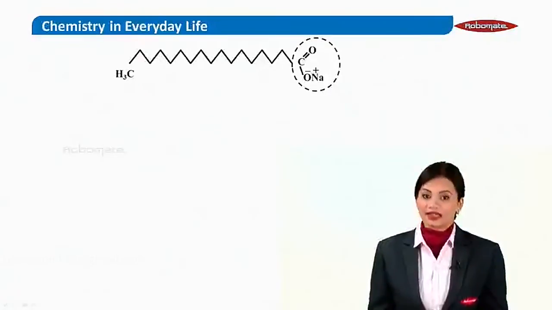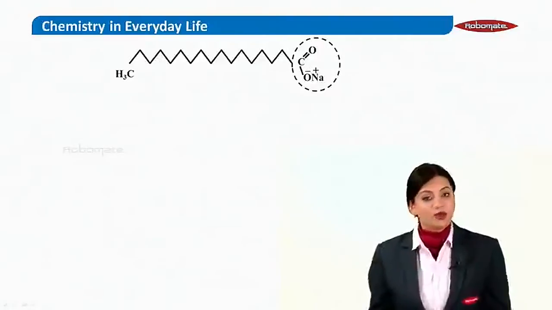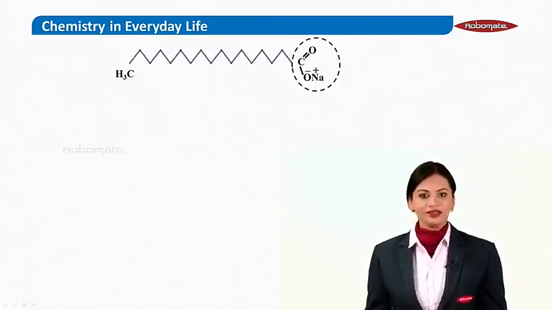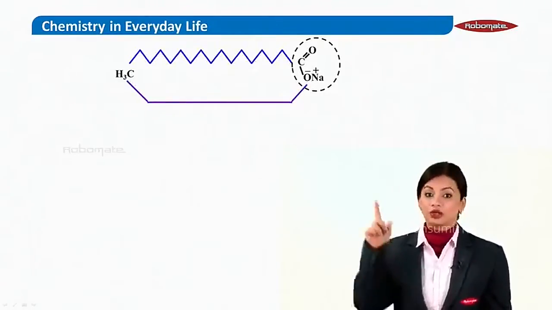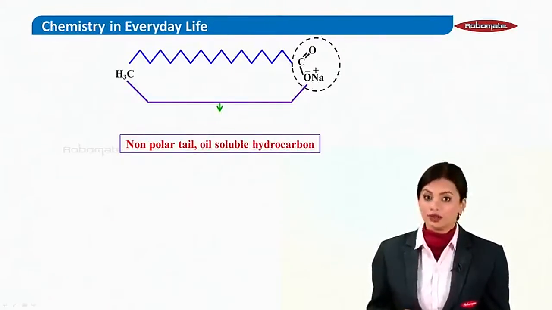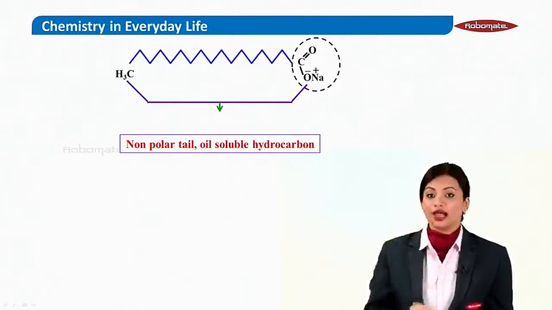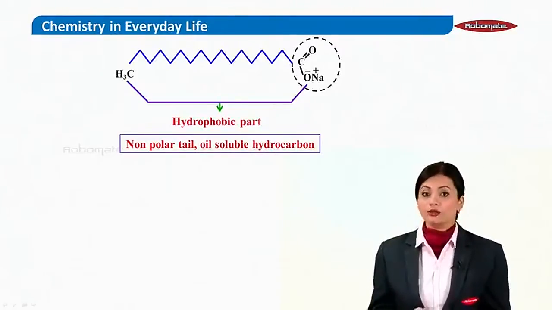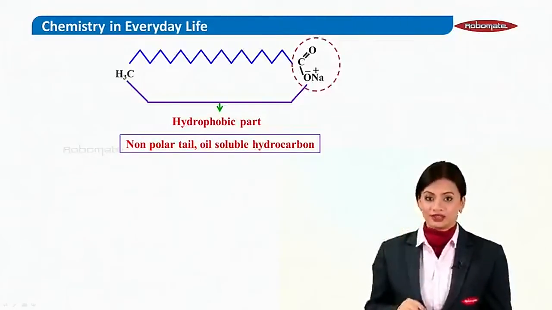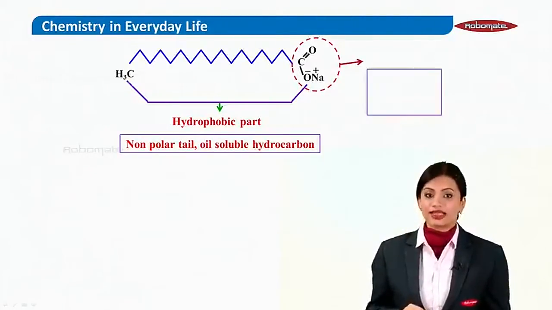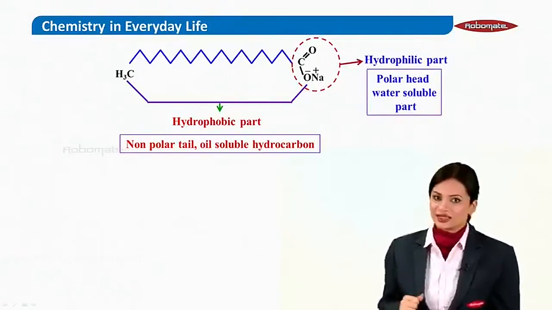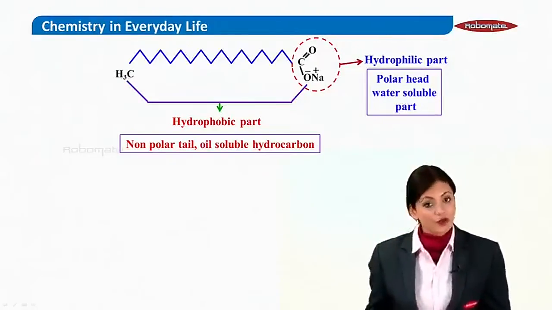For that, let us consider this molecule. This molecule you see here is a molecule of soap or a detergent. Can you see that this molecule has got a long tail region, and this long tail region is oil soluble. It is an oil soluble hydrocarbon. Since it is oil soluble, I say it is hydrophobic. Now we come to the head region. Yes, this region is said to be the polar head and it is water soluble. Since it is water soluble, I call it hydrophilic.